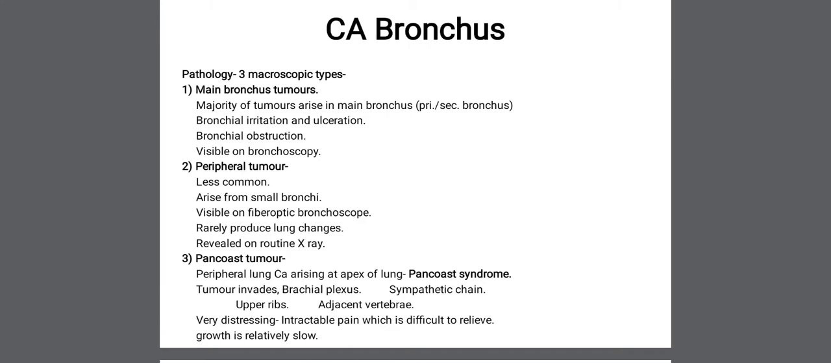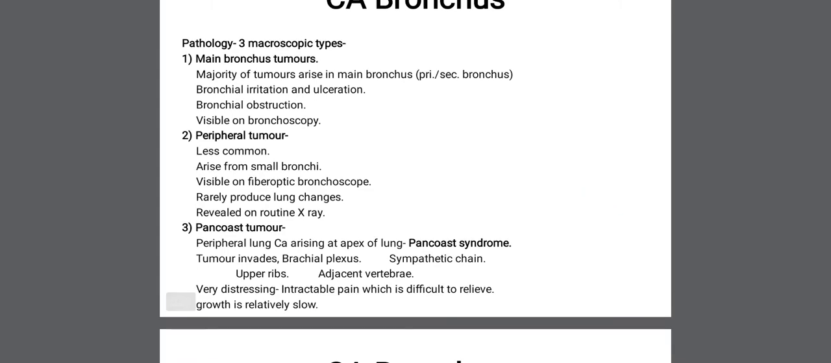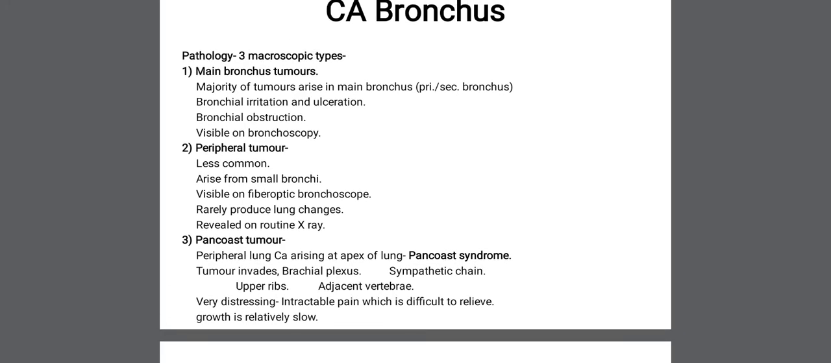These bronchial irritants or smoking will lead to bronchial irritation. Because of that irritation there will be bronchial ulceration, and thereafter bronchial obstruction, and that will lead to tumor formation. When the main bronchus tumor is present, it is visible on bronchoscopy. So when you do bronchoscopy, this main bronchus tumor will be visible.